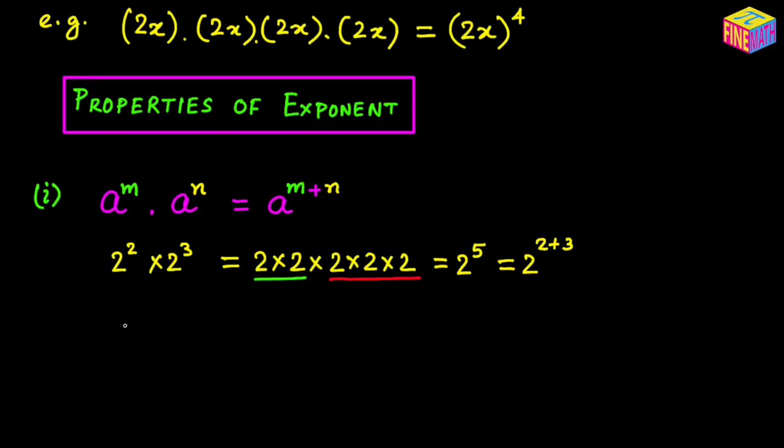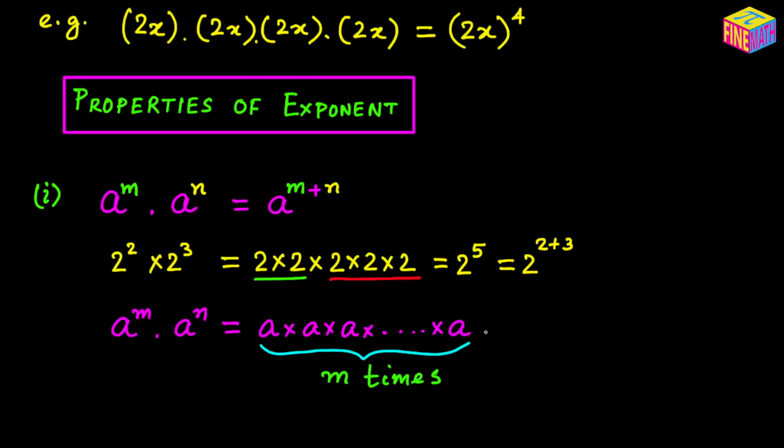So similarly, if we say we have a to the power m times a to the power n, what is this going to be? Well, this will be a times a all the way up to m number of factors, so this is m number of times. And then also we have a to the power n, so that would be again a times a all the way up to n times. So that would be n number of a's there.